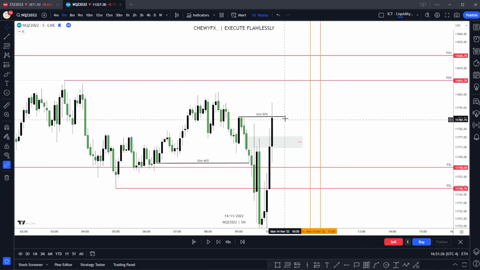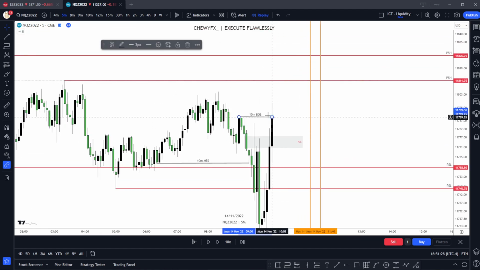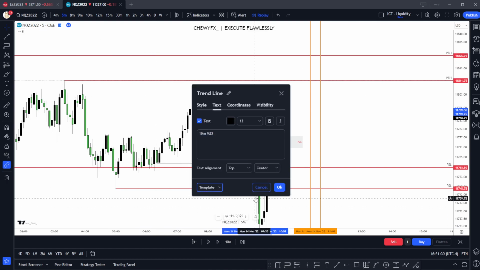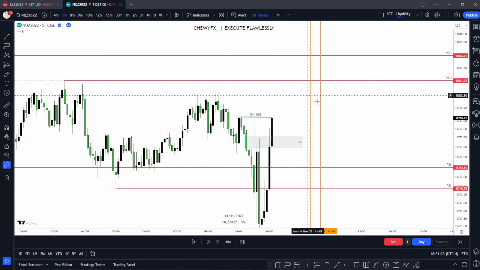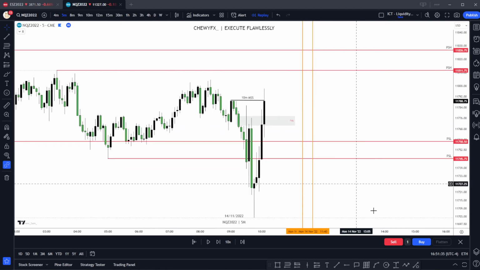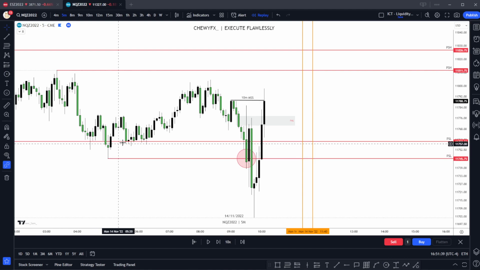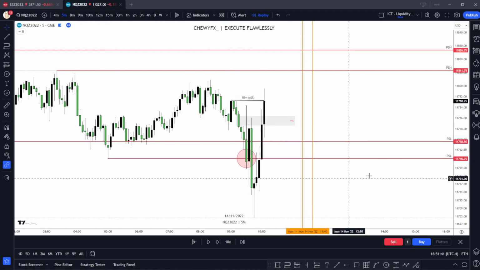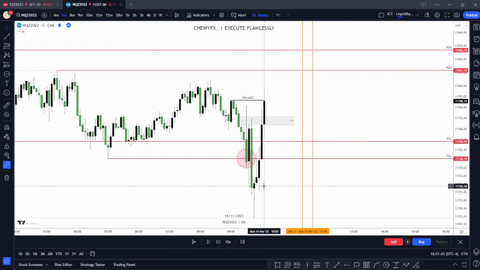Okay, so we can see here that we had our 10-minute market structure shift for bullish. Now, EM1 V1 sweeps a previous session low, which we can see occurred right here. We swept the previous session low liquidity. So for those of you that may not know, it's just really sell side liquidity.